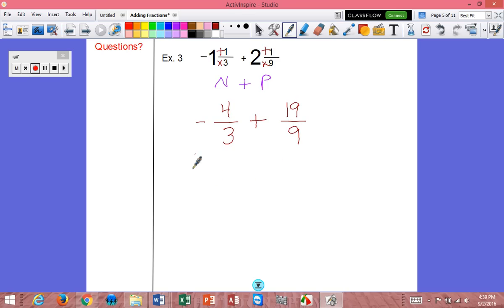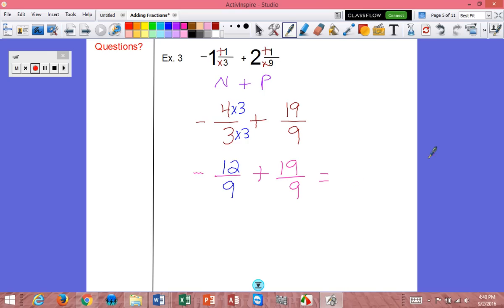All right, now we do not have common denominators, so the least common multiple between 3 and 9 would be 9. Now 19 over 9 doesn't have to be changed because it already has a denominator of 9. But I do want to change this one. And again, this is a negative fraction, so I want to make sure that my equivalent fraction is also negative. We want this to be a 9. So to get from 3 to 9, we multiply by 3. So we want to do the exact same thing in the numerator, and 4 times 3 is 12.